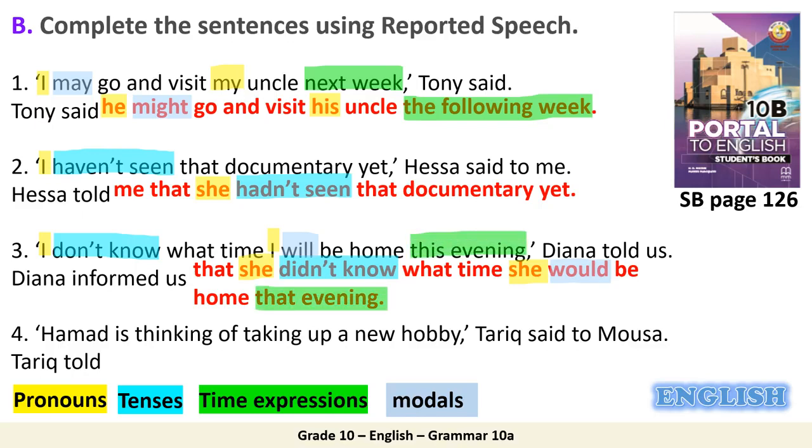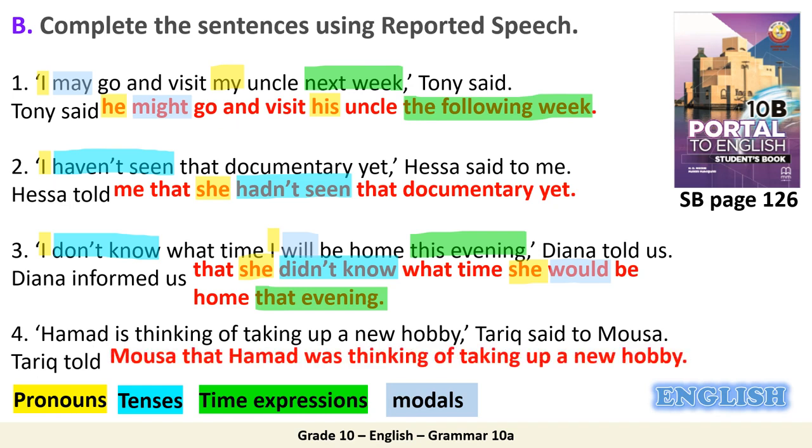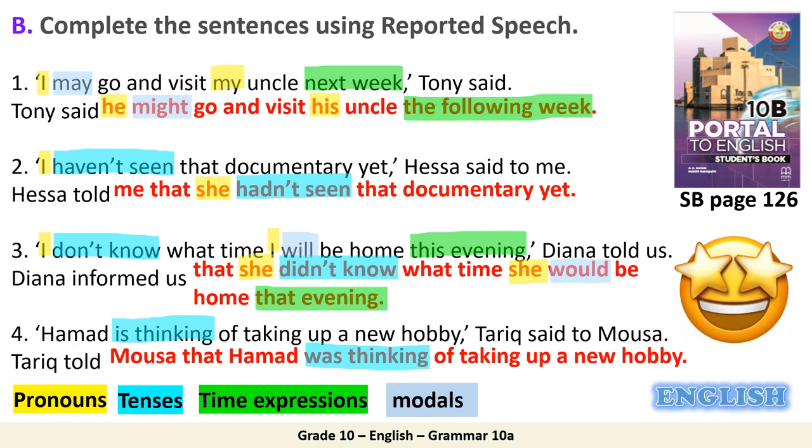Very good. Now what about the last one? How did Tariq report the speech of the first one? Okay, so Tariq told Musa that Hamad was thinking of taking up a new hobby. What are the changes that you have made? Very good. So is thinking, the present progressive, becomes was thinking, past progressive. Very good.